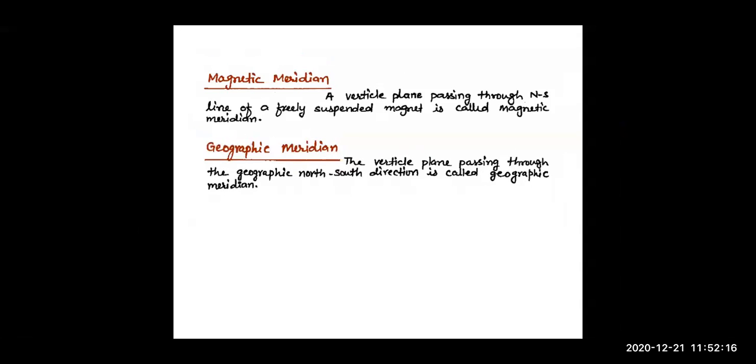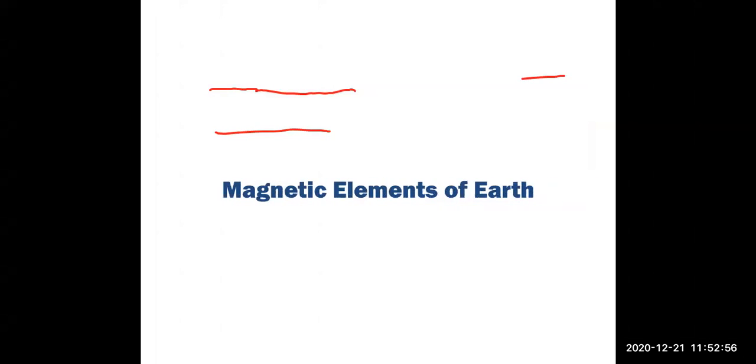Now this is a new term, that is magnetic meridian. Magnetic meridian, children, is a plane which is passing through the magnetic axis. Magnetic axis is the line through the north-south poles of the freely suspended magnet. So this is the plane that is passing along the magnetic axis. And geographic meridian, children, is a plane that is passing through the geographic axis, that is the line along which the Earth is rotating. Okay, so magnetic meridian and your geographic meridian. Right children?